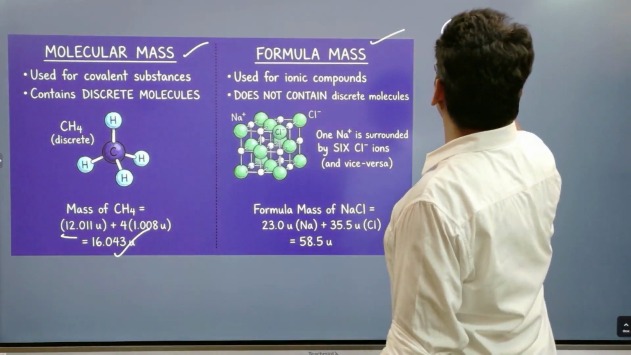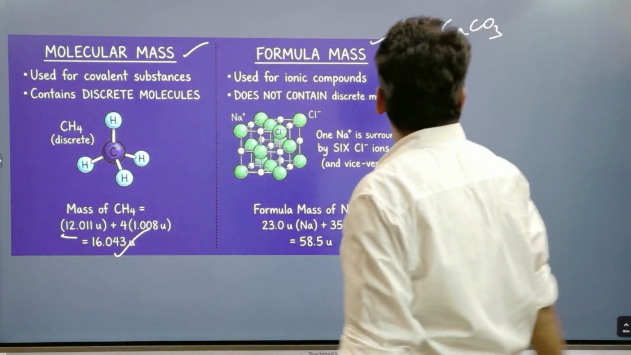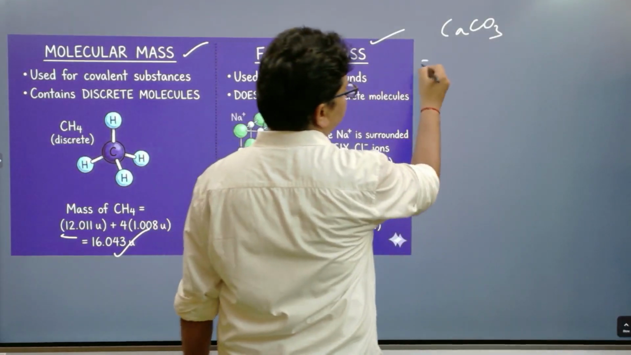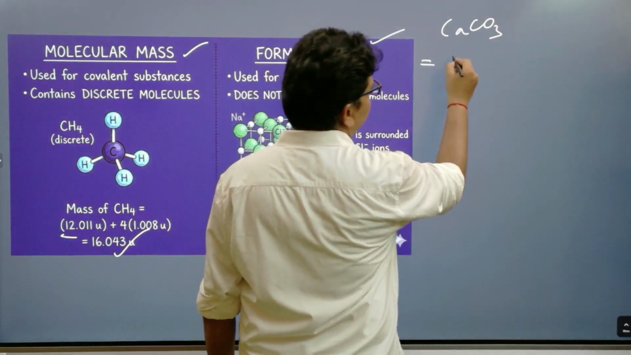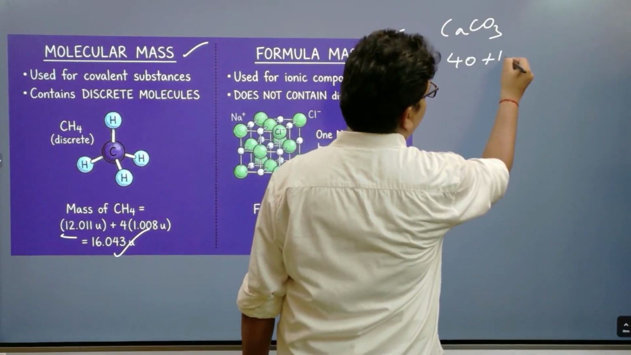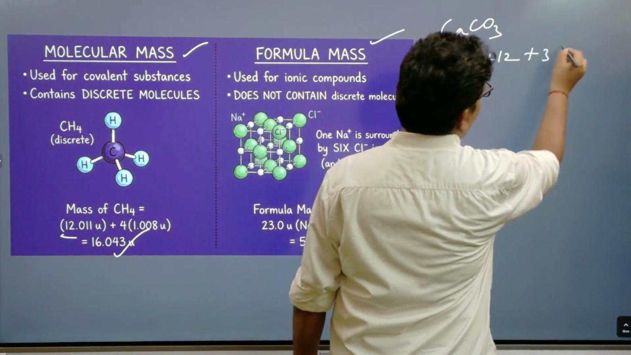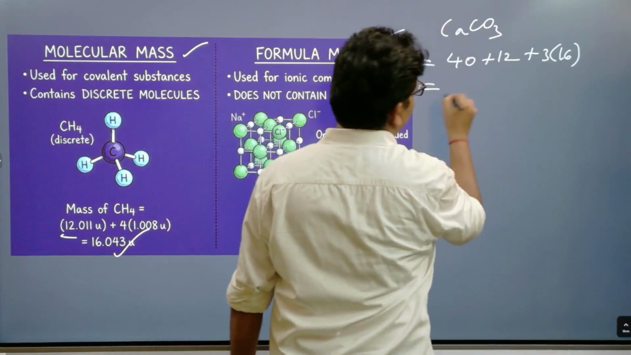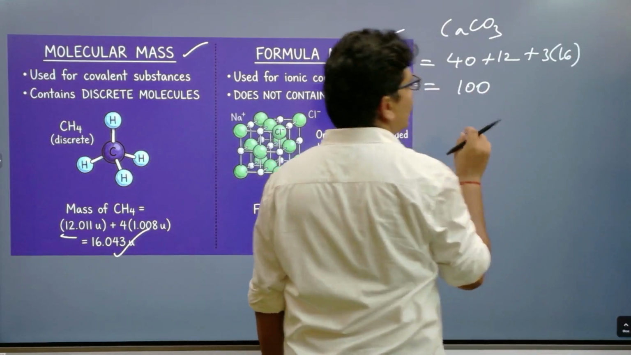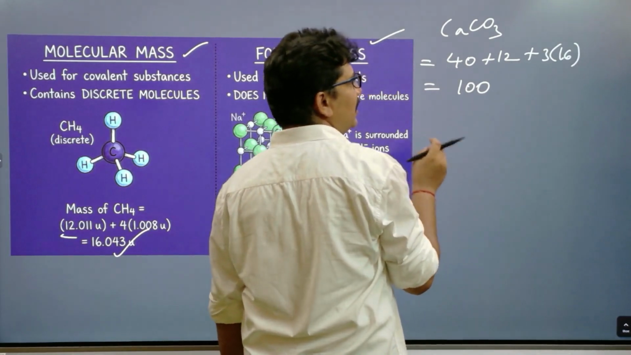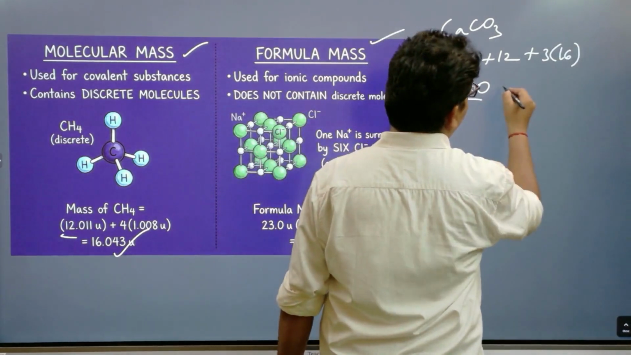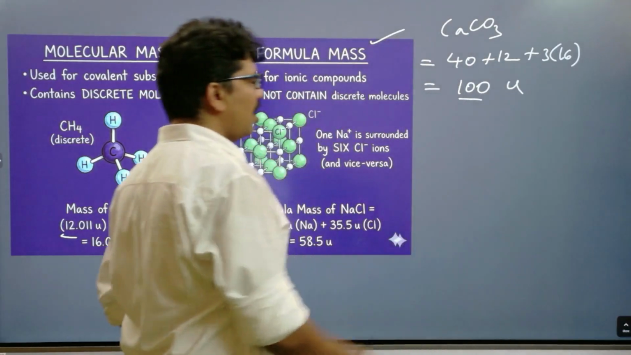Now if I take calcium carbonate, calcium atomic mass is 40, carbon atomic mass is 12, and each oxygen atomic mass is 16, you will get 100. So 1 CaCO3 unit mass is 100 U, 100 AMU or 100 U.